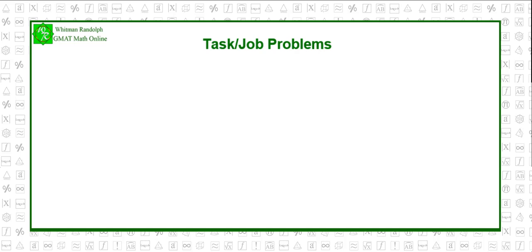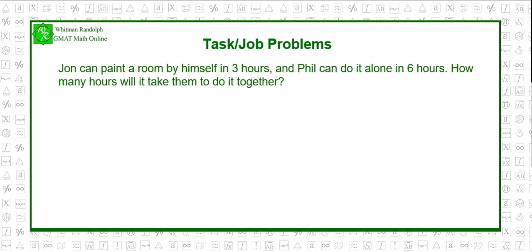In task or job problems, we look at tasks that are straightforward and whose completion rate is predictable. Here's an example. John can paint a room by himself in 3 hours, and Phil can do it alone in 6 hours. How many hours will it take them to do it together?